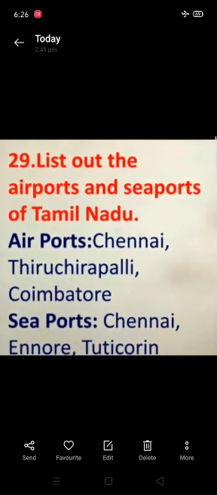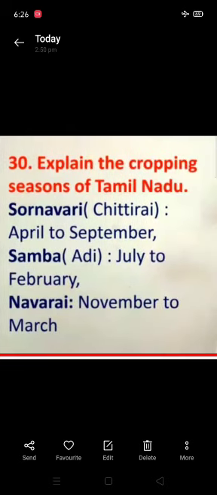List out the airports and seaports of Tamil Nadu. Airports: Chennai, Tiruchirappalli, Coimbatore. Seaports: Chennai, Ennore, Tuticorin.